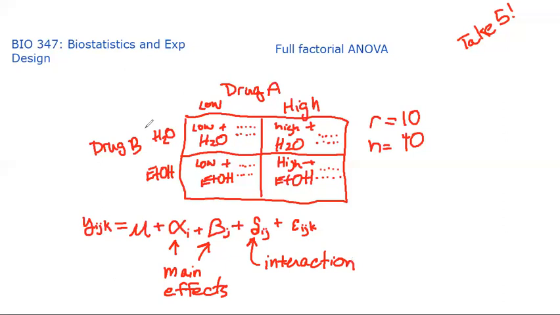And in ANOVA, we're going to partition the total variance. So this whole cloud gets partitioned into these components: the effect of A, the effect of B, the interaction, and we have our error term, and then the total. So let's get into how we actually do that.